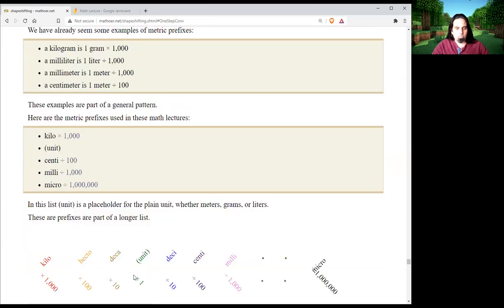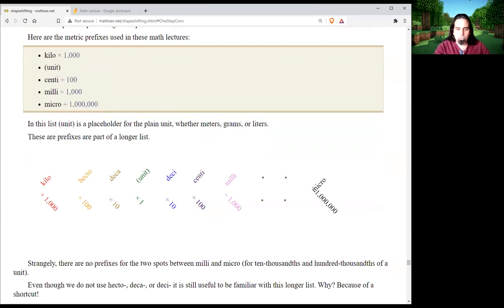Okay. So here's what the list actually is in its entirety. On the biggest side, kilo means 1,000. I have that in red. There's something called hecto and then deca. That means 100 of it and 10 of it. But even in Europe, you'll seldom see those.